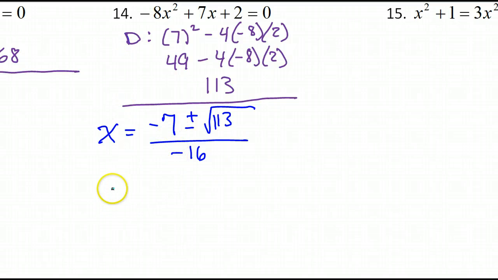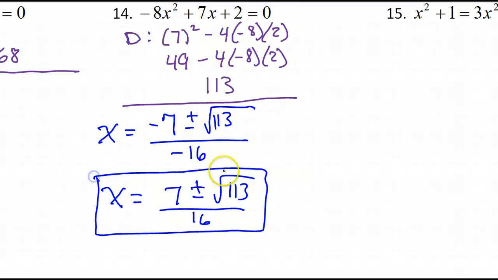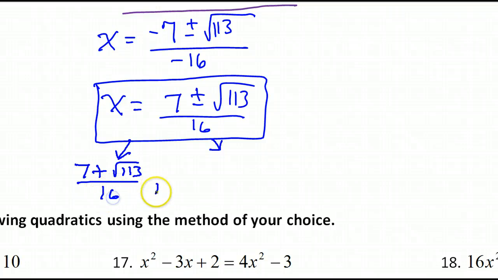So it's better to leave this as x equals 7 plus or minus radical 113 over 16. Doesn't that just look a little cleaner? I mean, they are numerically equivalent, but this is just a little more simple looking. So this is how I want you to write your answer. Okay? And please understand one more time that this is really two solutions. It's 7 plus radical 113 over 16, and it's 7 minus radical 113 over 16. But you can leave it like this.